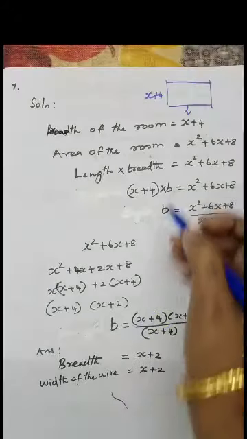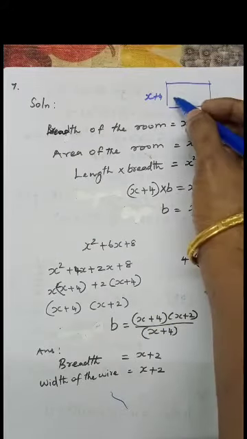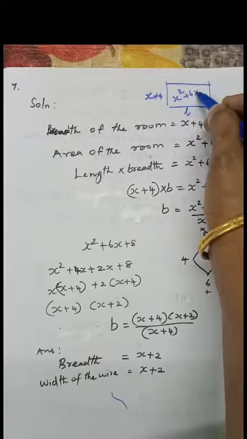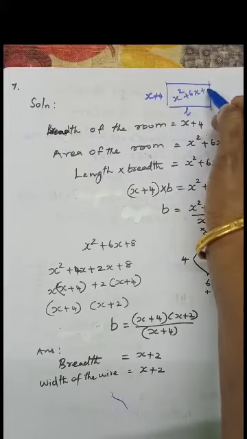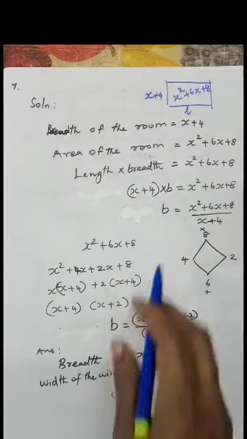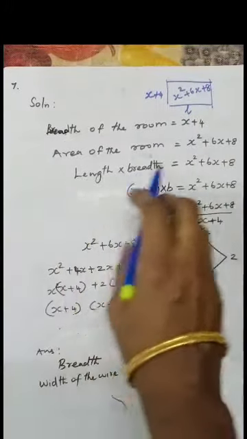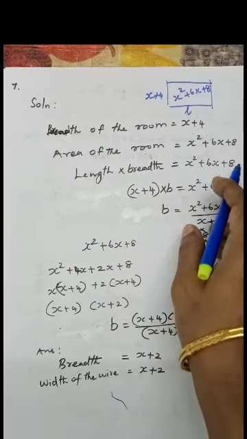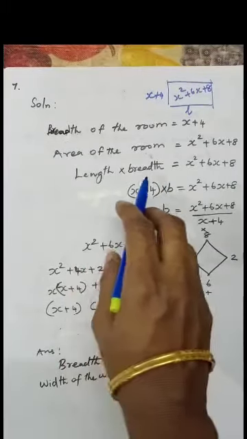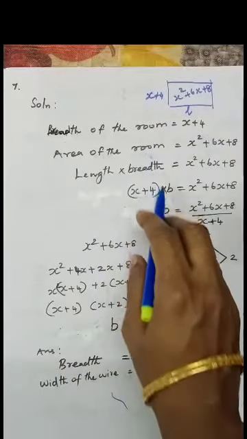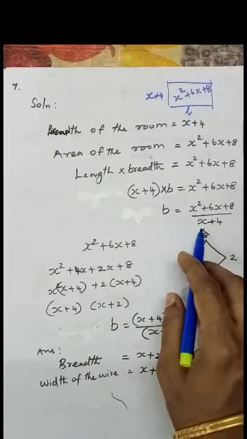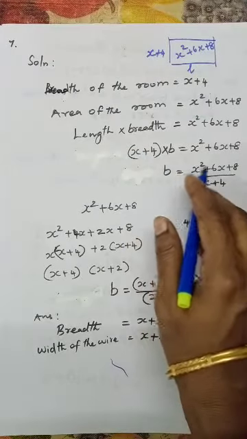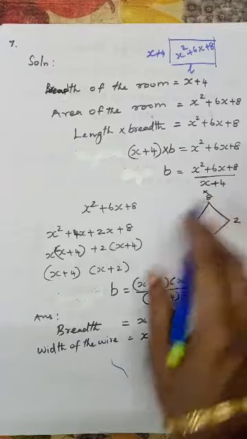And also they have given the area. Area is x square plus 6x plus 8. You have to find the breadth. Area of the room is length into breadth, equal to x square plus 6x plus 8. Then you write length as x plus 4 and breadth as b. Then bring down the length. So breadth is equal to x square plus 6x plus 8 divided by x plus 4.